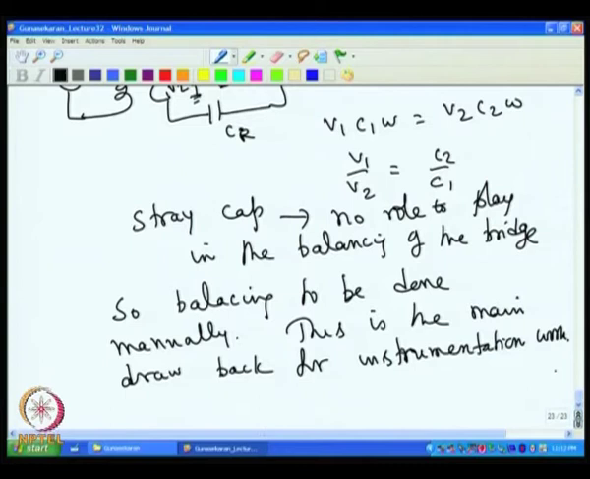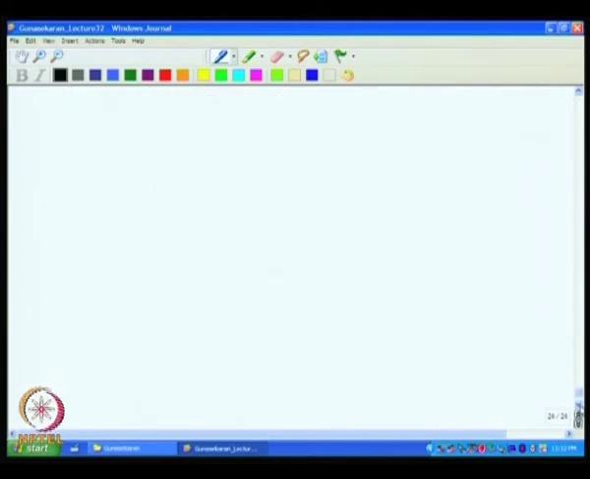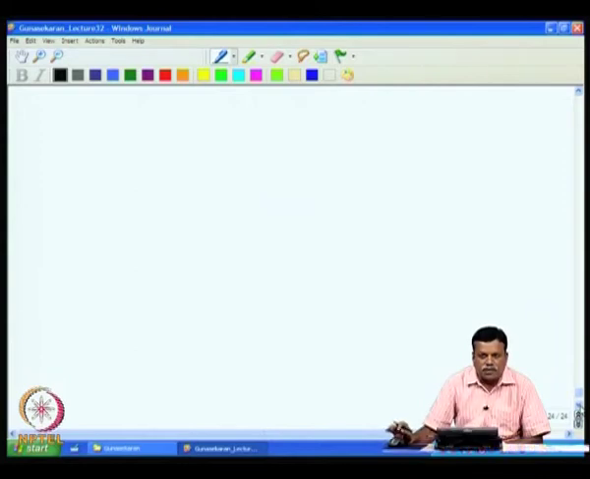Now, people are not using this very much, except in standard equipment where we can manually balance the bridge by varying the center tap. We also discussed this earlier.